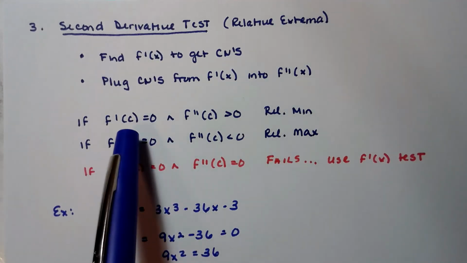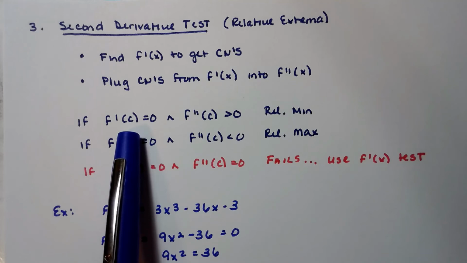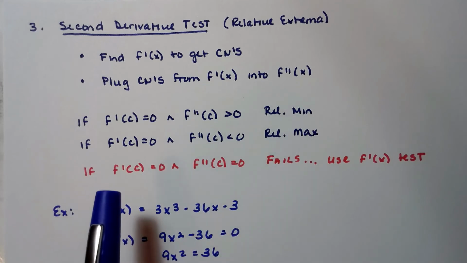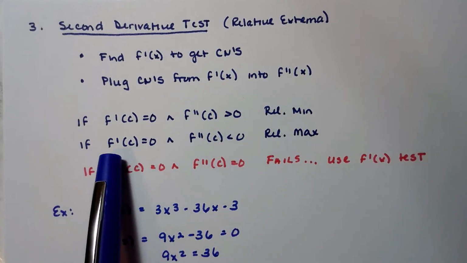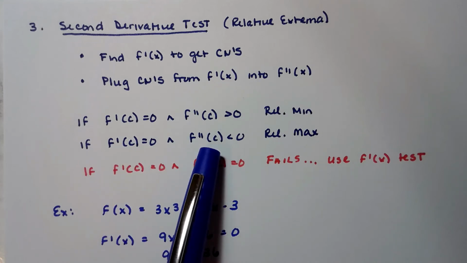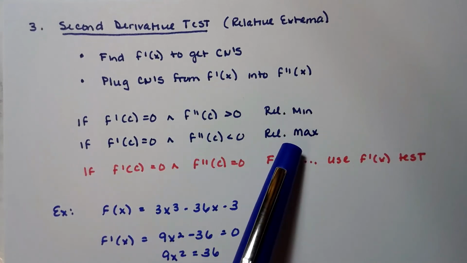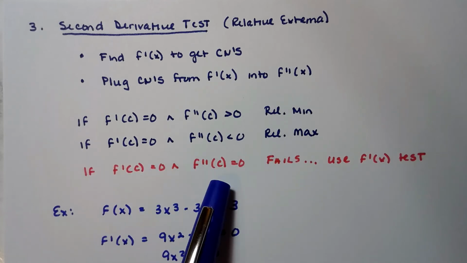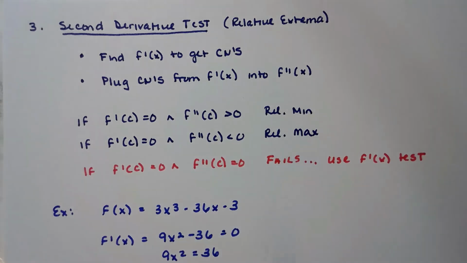So when the derivative is 0 at one critical number, and the second derivative, when you plug that critical number in, is positive, you're going to have a relative minimum. And when the first derivative is 0 at some point, and you plug that critical number into the second derivative, and it's negative, then you're going to have a relative max. And if they both equal 0 when you plug that critical number in, then the second derivative test is going to fail, and you got to go back to the first derivative test.